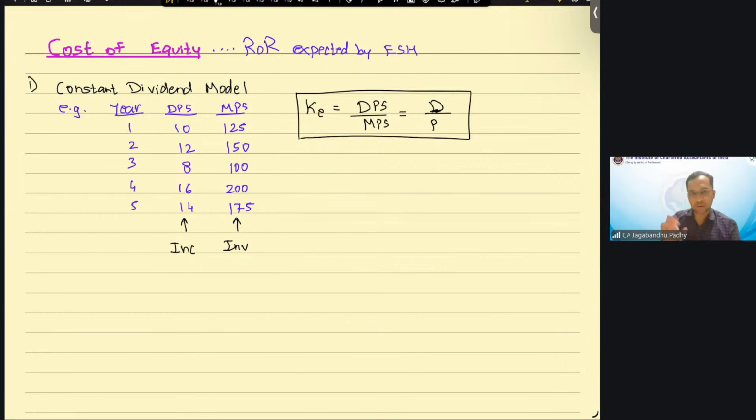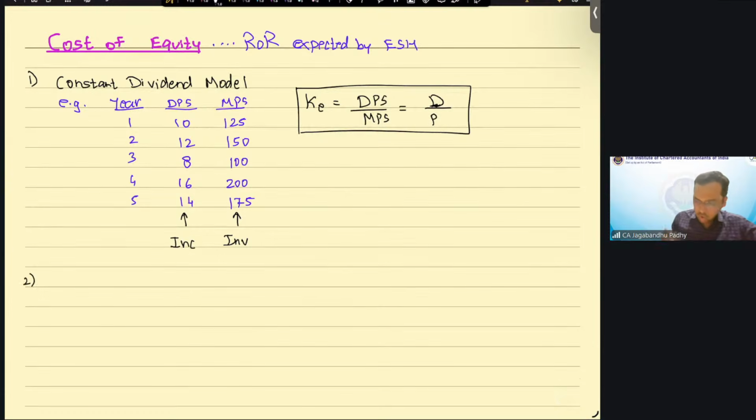Okay, so this is a simple approach, and the underlying assumption over here is that the dividend that the company has paid is going to be consistent forever. So for the upcoming years, the dividend is going to be a constant thing. That is what you assume under this constant dividend model, right? So this is simple: dividend per share upon market price per share. Now, this formula is for those investors who are interested in the dividend of the company.